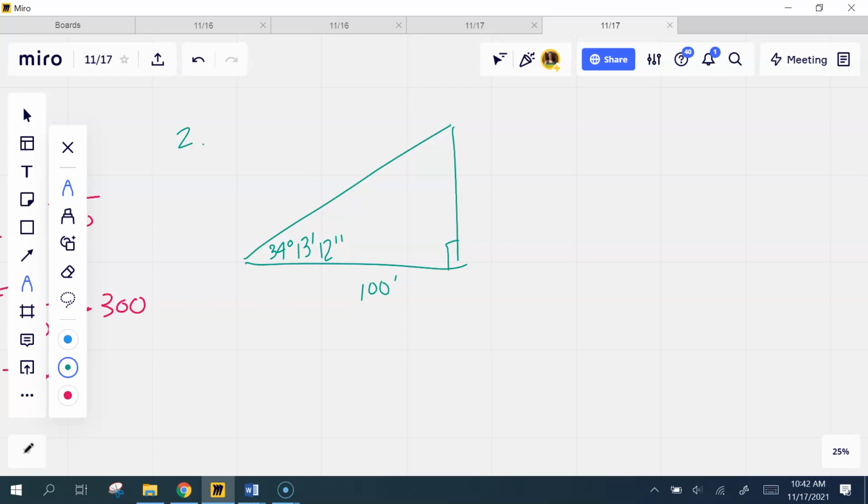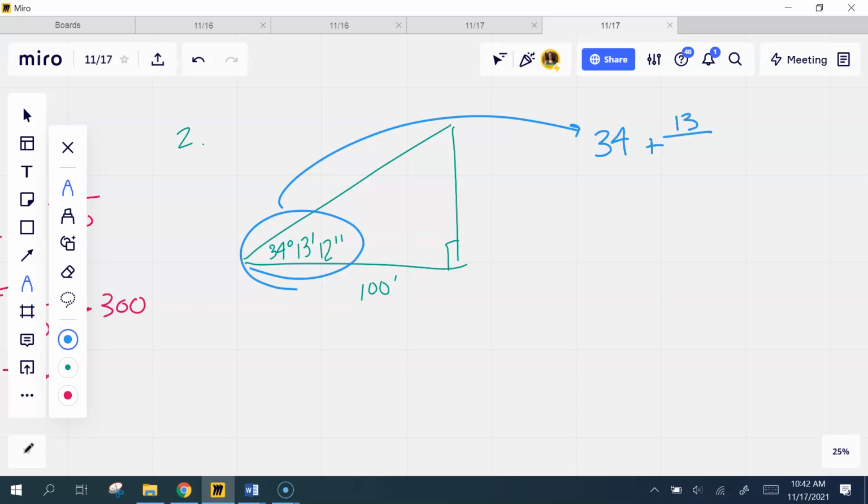Well, the first thing I need to do is get this in just degrees, and it's in DMS. This is where you had trouble, right, Brett? Brett says he can't convert from DMS to degrees or degrees to DMS. DMS is degrees, minutes, seconds. So it's 34 degrees plus 13 over what? Plus 12 over what? I thought you didn't know how to do it.